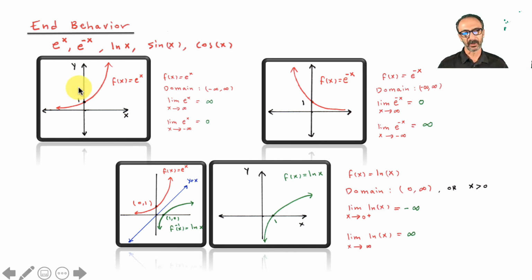And we call this one growth, we call this one decay. As x approaches infinity, you're going towards infinity. That's this right here. As x approaches negative infinity, your values approach 0, which is right here. These ones I'm not going to read. I'll leave it for you.